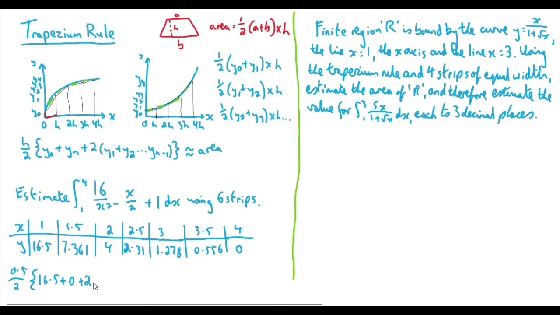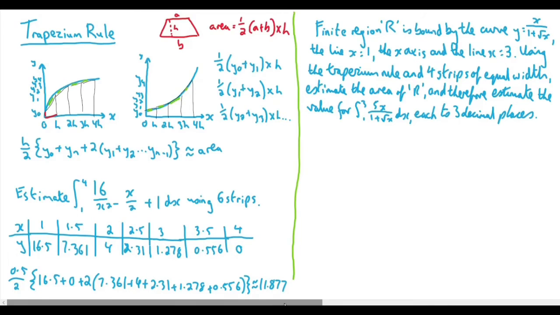and you'll add on to that 2 lots of everything else, so 7.361 plus 4 plus 2.31 plus 1.278 plus 0.556. To be clear, when I did write these down, in some cases they were recurring decimals, so I did just round them in this table. Ideally, in your calculator, you will try to keep as precise a value as possible. Either way, this should get you an approximate area of 11.877. We don't have any units for this, so just units squared if you insist, but the main thing is you have the number.